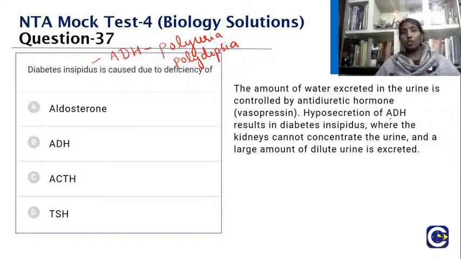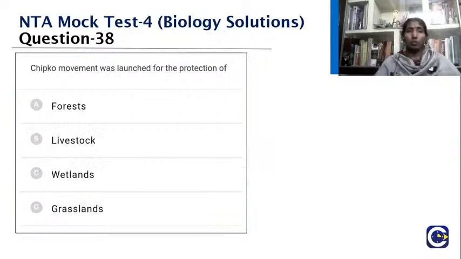When there is hyposecretion of ADH, it results in diabetes insipidus, where the kidneys cannot concentrate urine, so they pass large amounts of dilute urine. So that's the answer, ADH. Yes students, you are right.